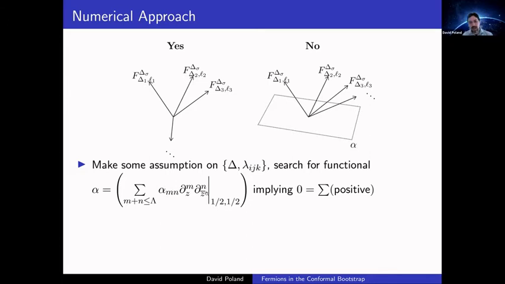And we make an assumption about the spectrum. We look for a functional that, when applied to the crossing equation, implies a contradiction, like 0 equals a sum over positive quantities. So if you can find such a functional, then you rule out whatever assumption you made about the spectrum. That's the basic idea in a nutshell.